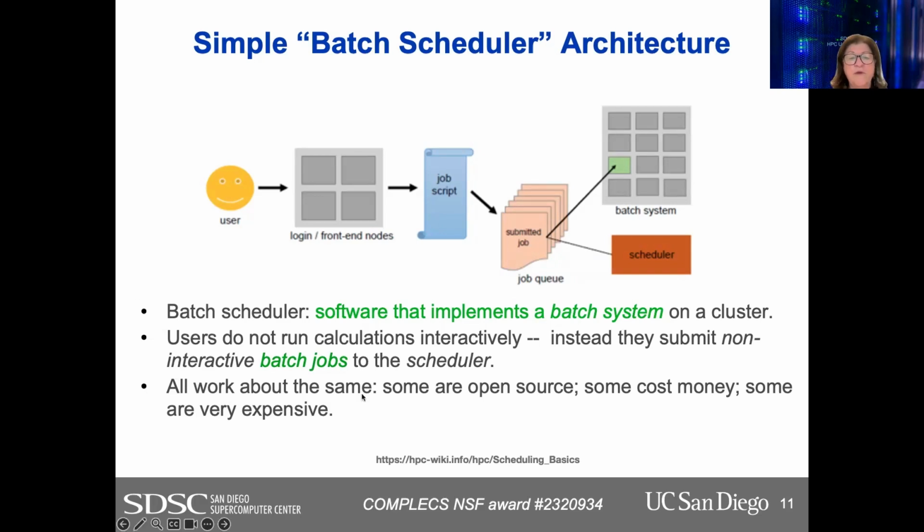All work is about the same. Some are open source, some cost more money, and some of the batch queuing systems are very expensive. You can imagine if you're on a system like Expanse, where we have hundreds of nodes, that it would be very expensive as opposed to what I might have on my laptop.